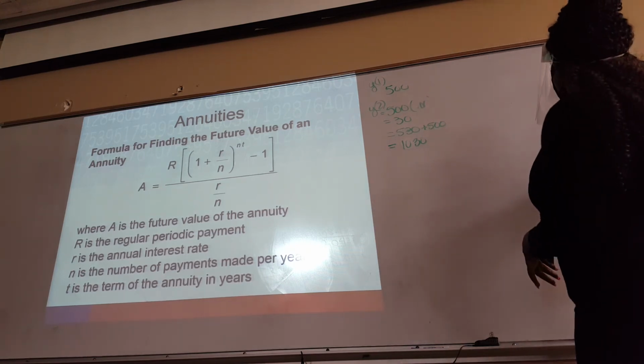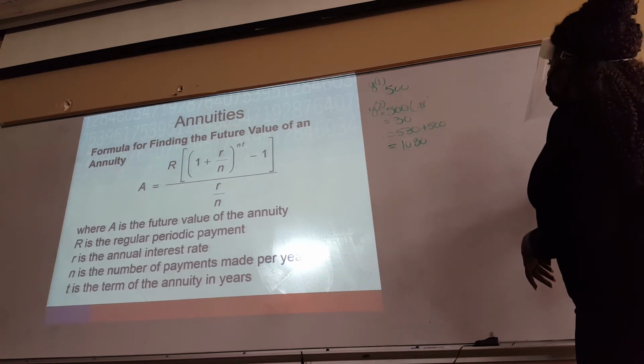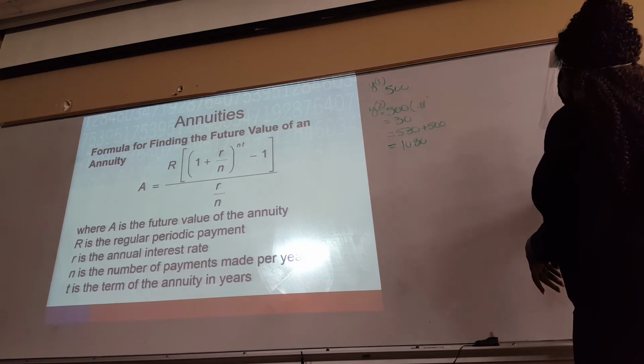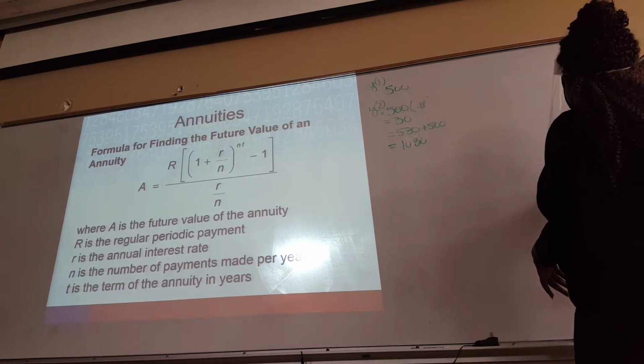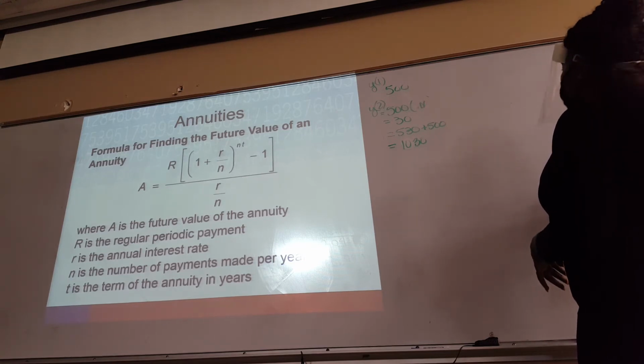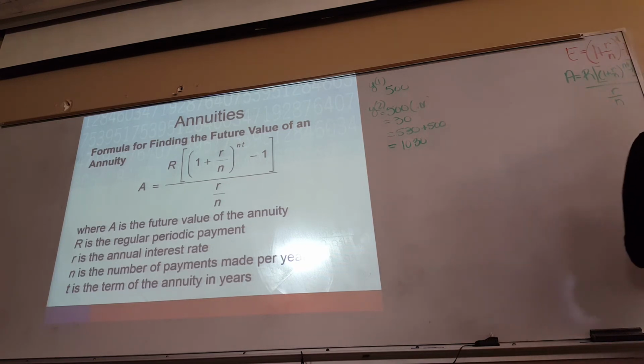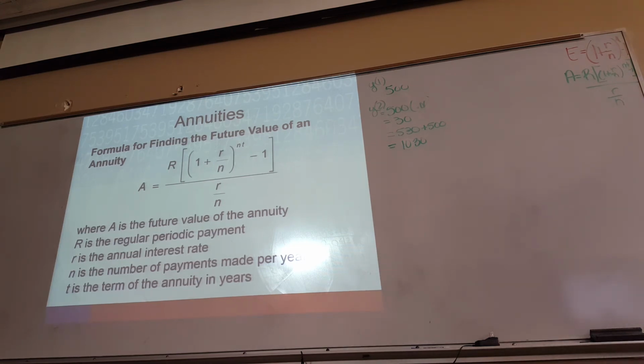All right, so we have A is equal to R, 1 plus r over n, raised to the nt minus 1, over r over n. All right, so the big R is going to be the actual payment, like we had 500 in the last problem. R is going to be the payment for the annuity, the regular payment. Little r is still the interest rate. N is the number of times per year the payments are made, or compounded. And T is still the amount of time.